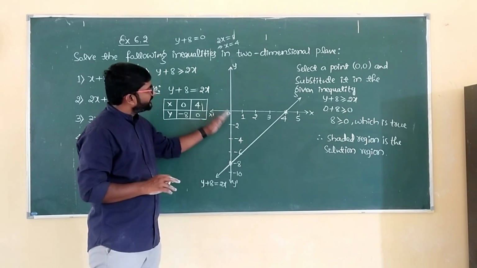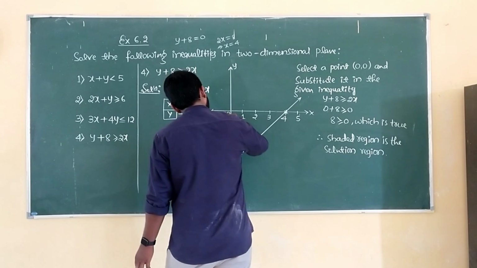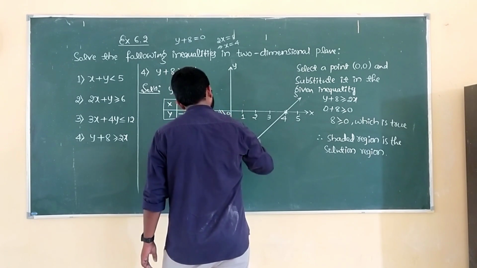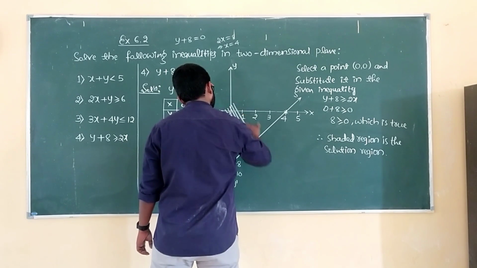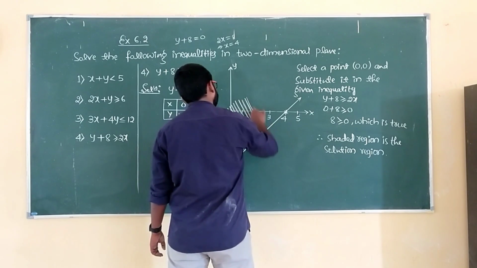We have to shade the region towards the origin now. That will be the solution region. So here we have to shade this region. This portion we have to shade. So this is going to be the solution region.